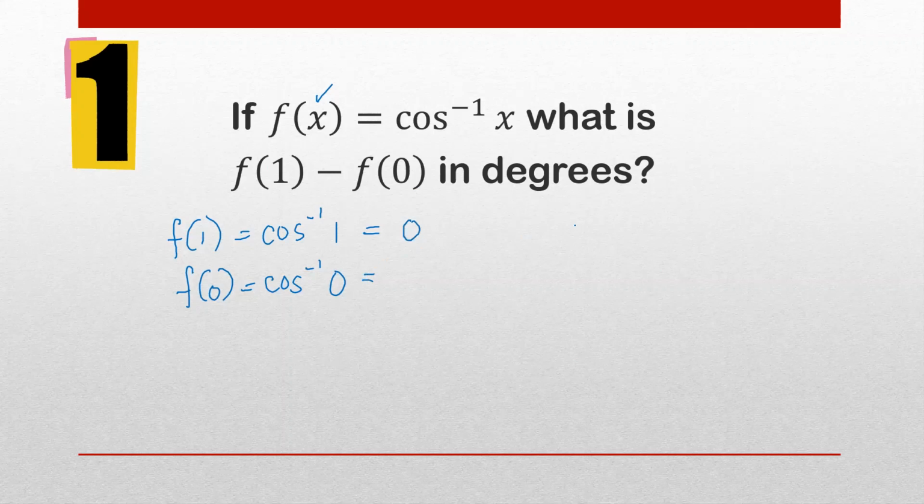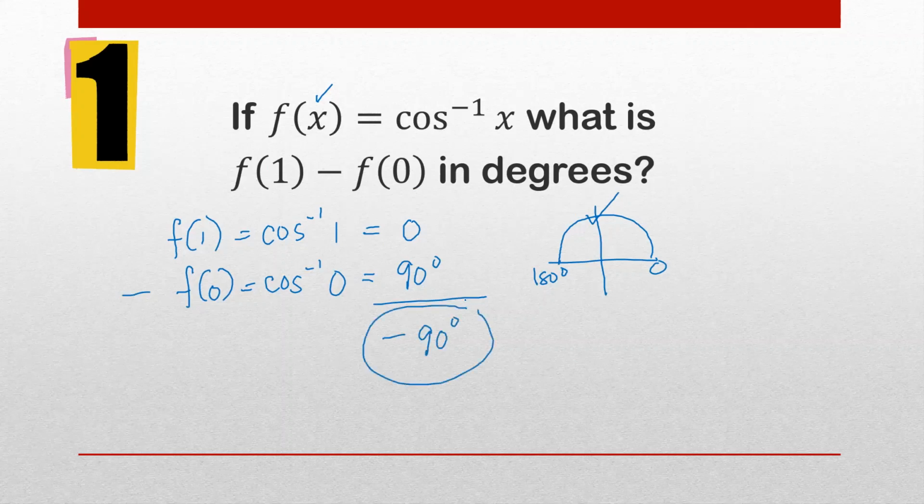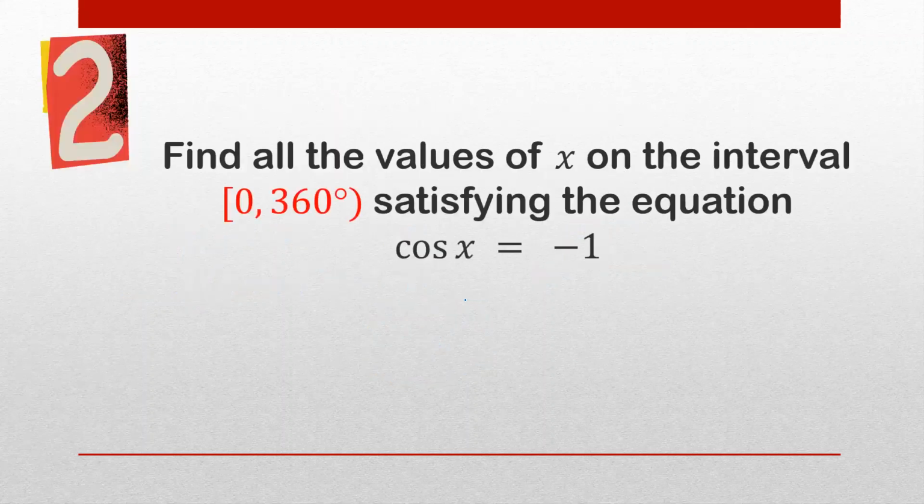Tapos yung ating f of 0, r cosine of 0. Remember yung r cosine values, dito siya sa interval na to, 0 to 180. So r cosine of 0 naman, nandito siya sa 90 degrees. So if we are to subtract this, f of 1 minus f of 0 is negative 90 degrees. This is our answer. Okay, I hope you got that one correctly. Now let's go to question number 2.